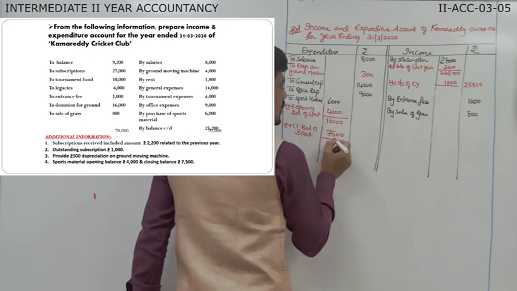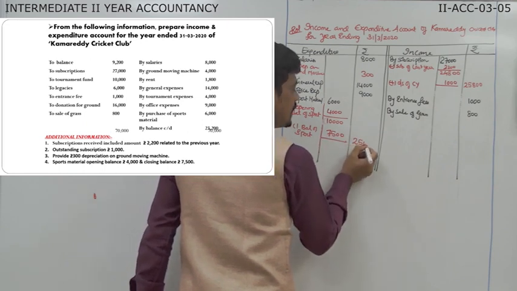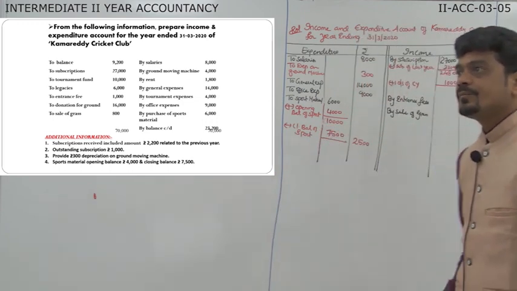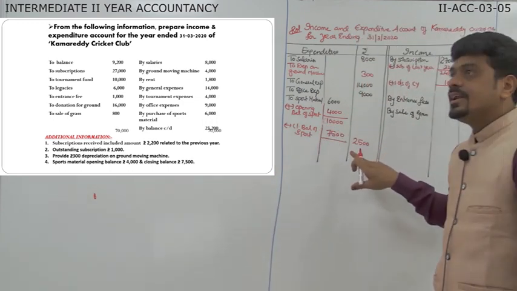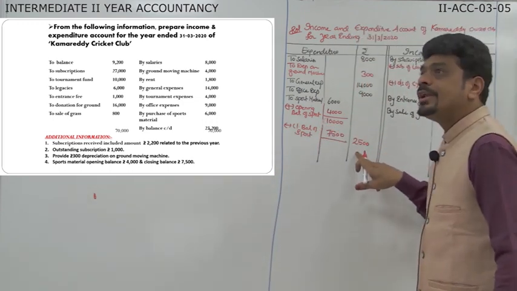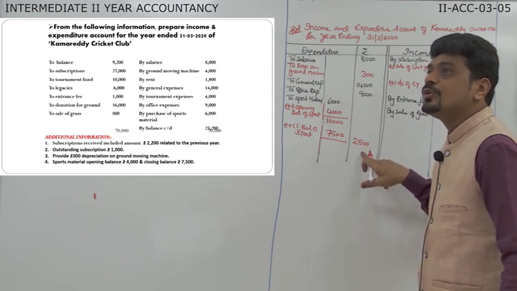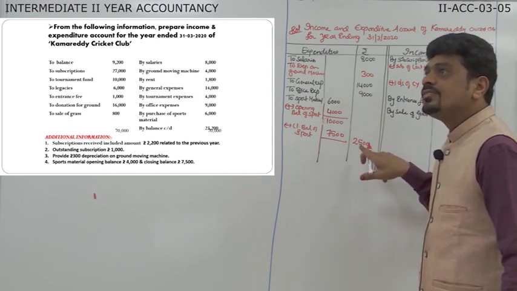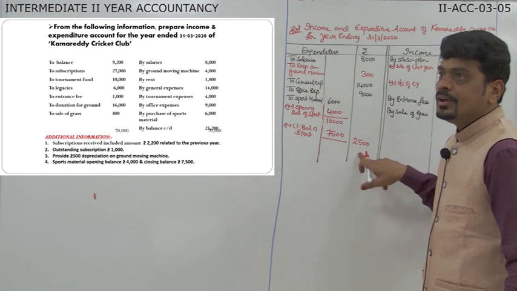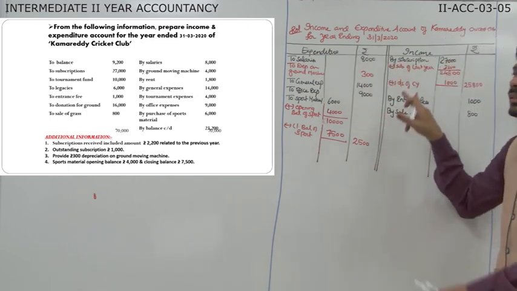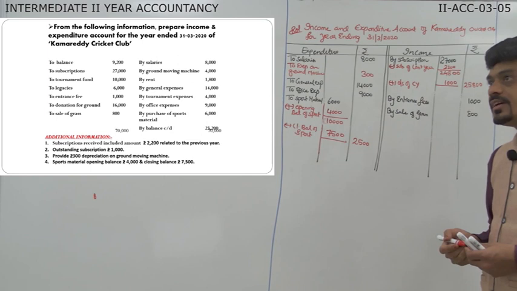7,500. So 10,000 minus 7,500 gives 2,500. This 2,500 is the value of sports material which we have used. Like that, all the adjustments are done, all the postings are done.